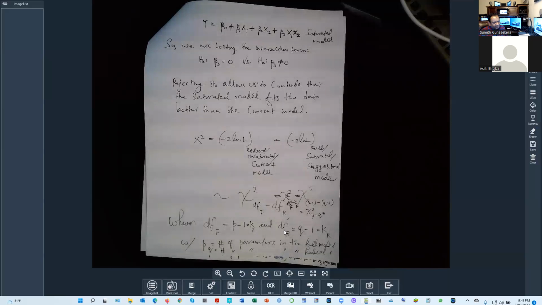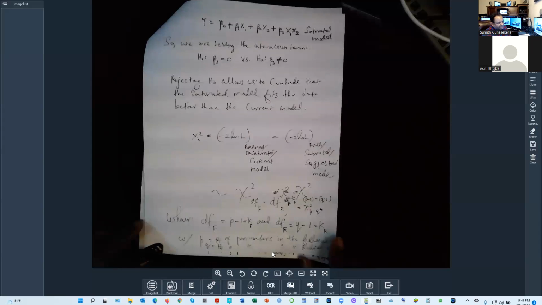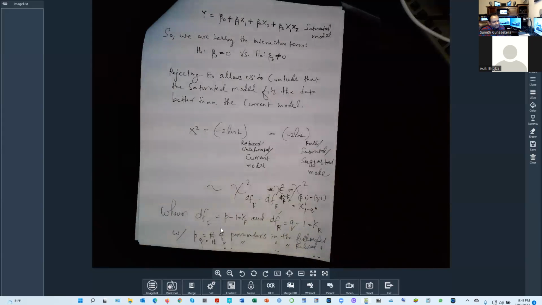I'm going to call the number of parameters for the reduced model q. Q means the number of parameters in the reduced model. P means the number of parameters in the full model. And kf means the number of regressor variables in the full model. Kr means the number of regressor variables in the reduced model. So when you take the difference, kf minus kr is the same as p minus 1 minus q minus 1, which is p minus q, because the minus 1 and plus 1 cancel out.